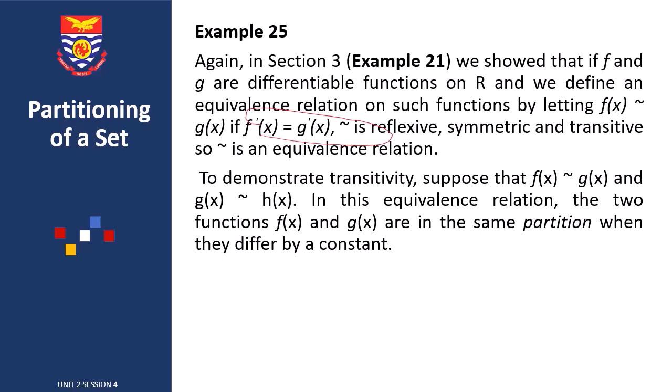In this equivalence relation, the two functions f of x and g of x are in the same partition when they differ by a constant. Remember, when we integrate the function f prime of x, we get f of x plus the constant c. So we have c1 and c2 over there. There are more examples in your course material, which are very simple and self-explanatory.